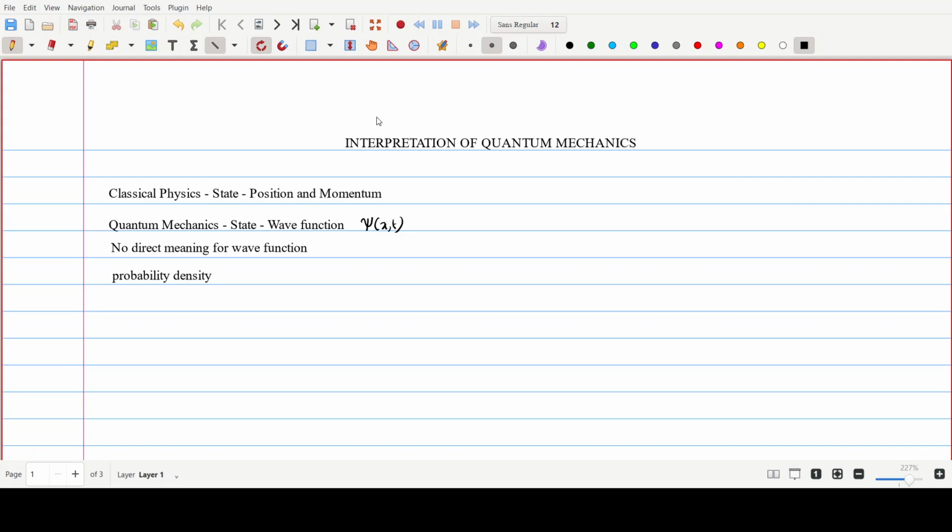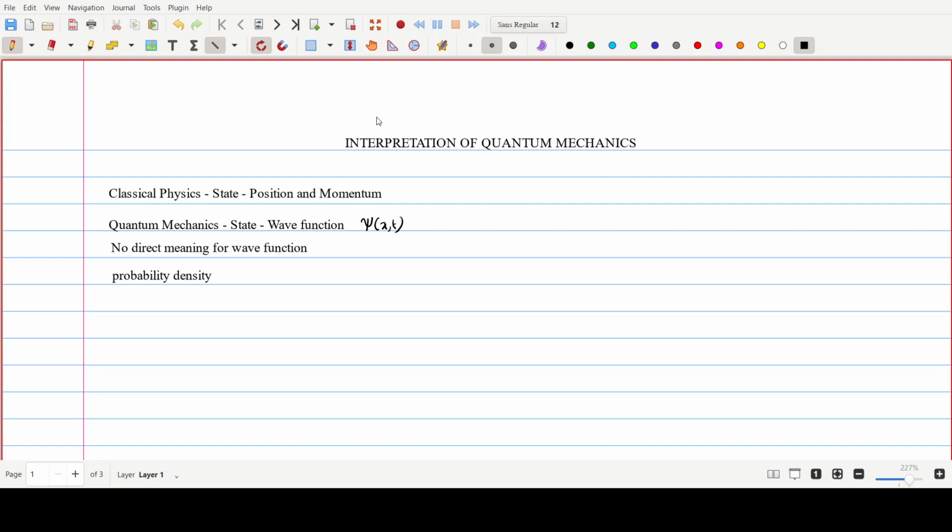So in the last class, we just introduced what the state is in quantum mechanics, and the main difference between the classical and quantum. Today we are going to discuss the interpretation, the main difference between classical physics and quantum physics in terms of interpretation. Okay, now we can revise what we discussed in the last class.